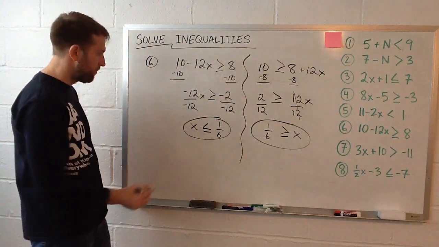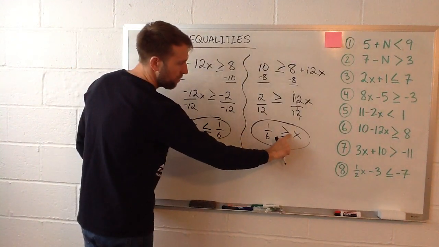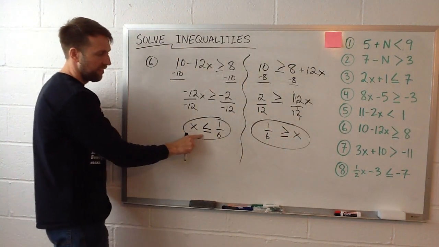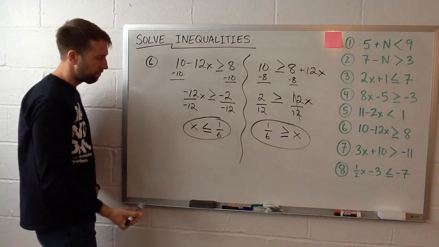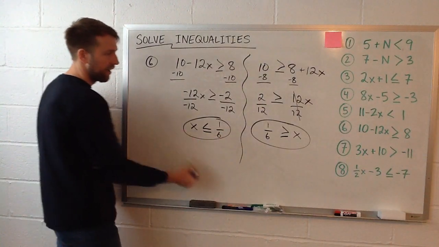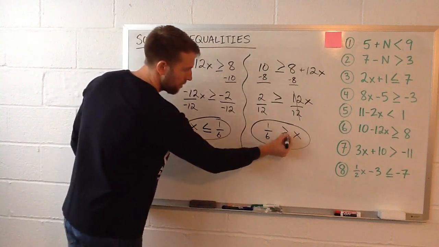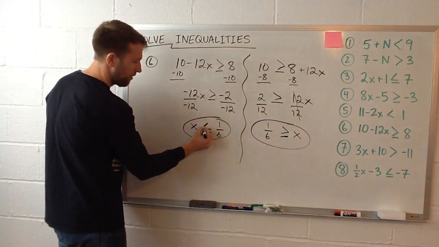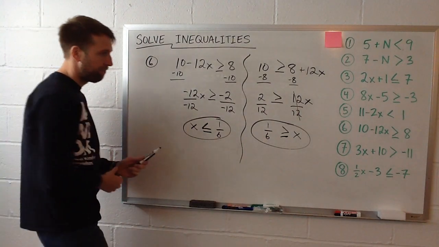Are these the same? The x is on the small side of the inequality, so this is x is less than 1/6. Or you could say 1/6 is greater than x. And it should have been greater than or equal to, or less than or equal to. You can do it either way, it doesn't matter to me.